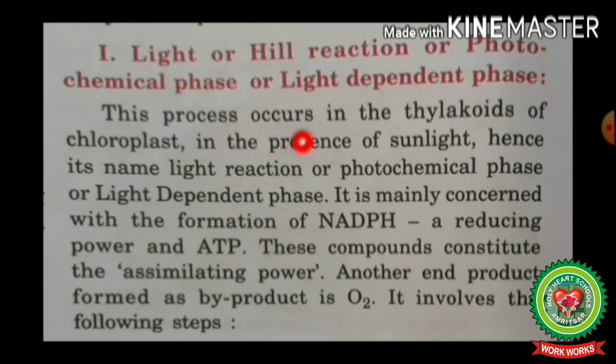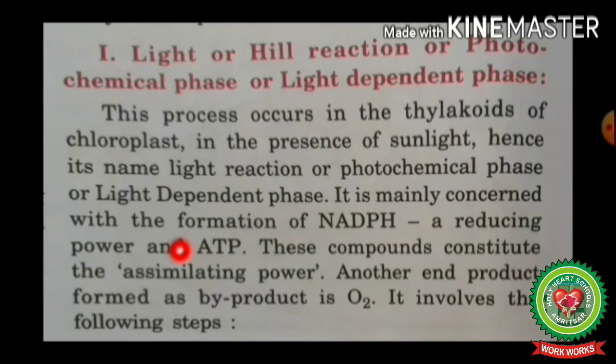Light or Hill reaction or photochemical phase or light dependent phase. This process occurs in the thylakoids of chloroplast in the presence of sunlight, hence its name light reaction or photochemical phase or light dependent phase. We have already discussed why it is called photochemical phase, because in this phase light energy is converted into chemical energy, and why it is called light dependent phase, because it requires light energy, or we can say intensity of light affects the rate of reaction.